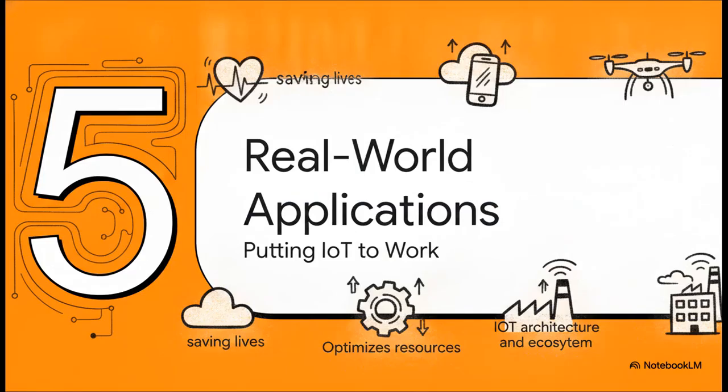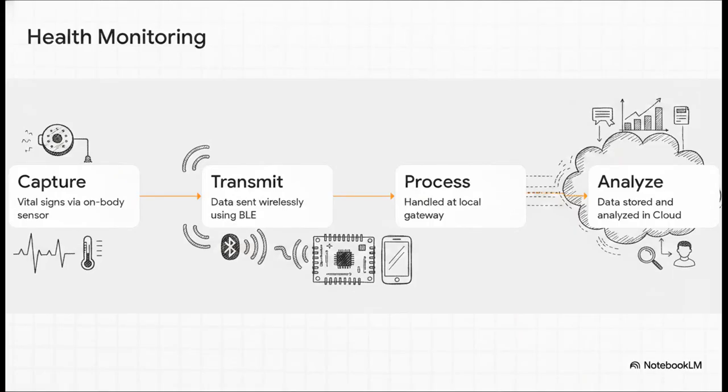All right, part 5, real-world applications, putting all this IoT to work. Let's take modern healthcare monitoring as a prime example of this in action. The data lifecycle flows so perfectly through 4 logical steps here. First, an on-body sensor captures vital signs, like an ECG or body temperature. Second, it wirelessly transmits that data using a low-power protocol like BLE.